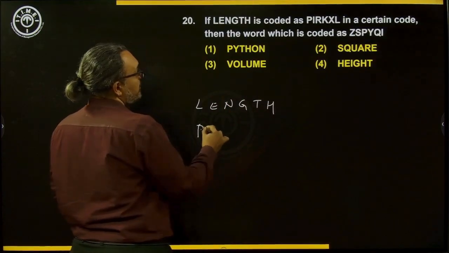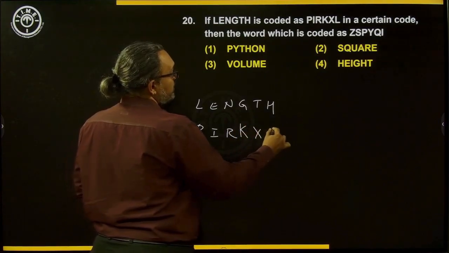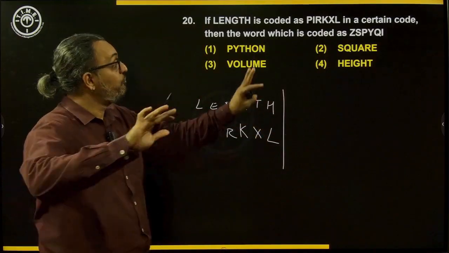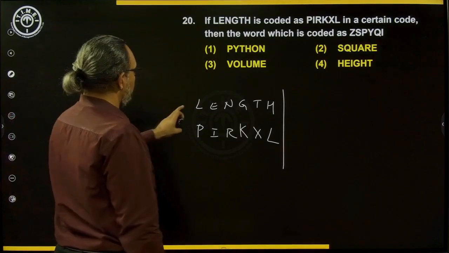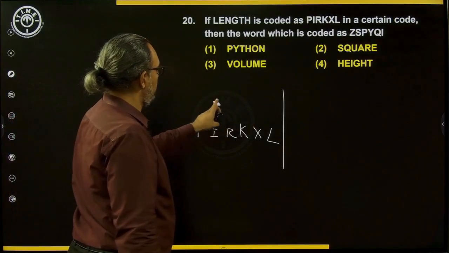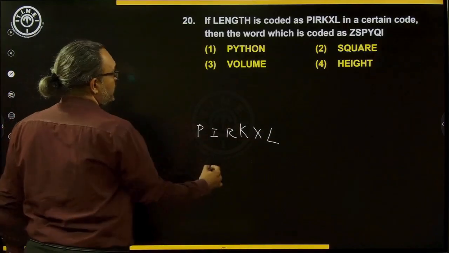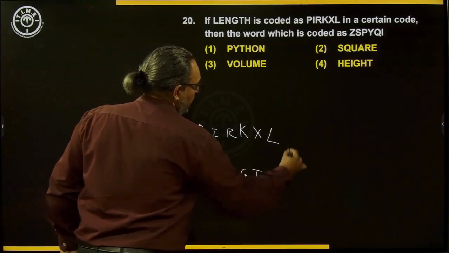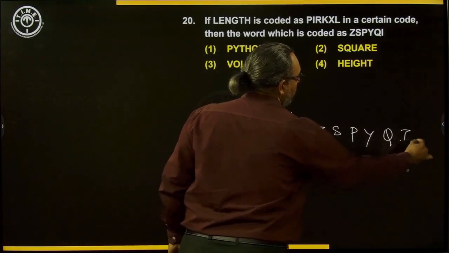Length is coded as PIRKXL. Then see the word which is coded as ZSPYQI. So basically this is decoding, correct? Because this is decoding, we do it in the reverse. So we write the code first, then we write the word length. Now we have the code ZSPYQI. Now what is the word we have?